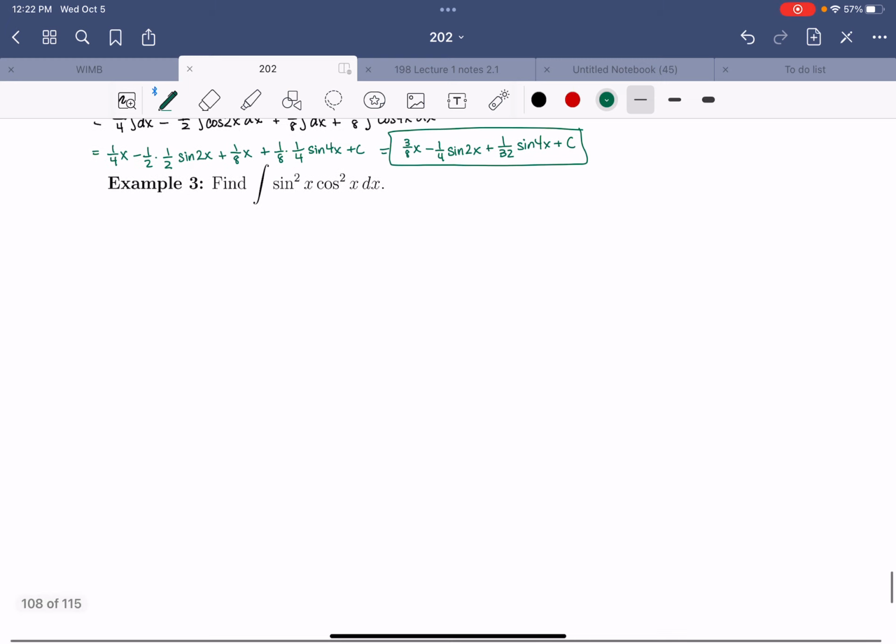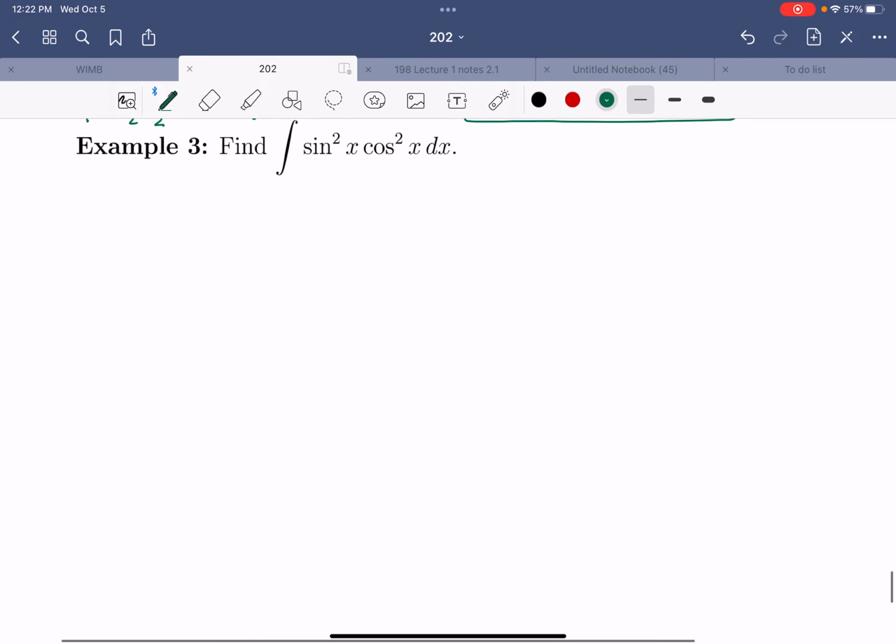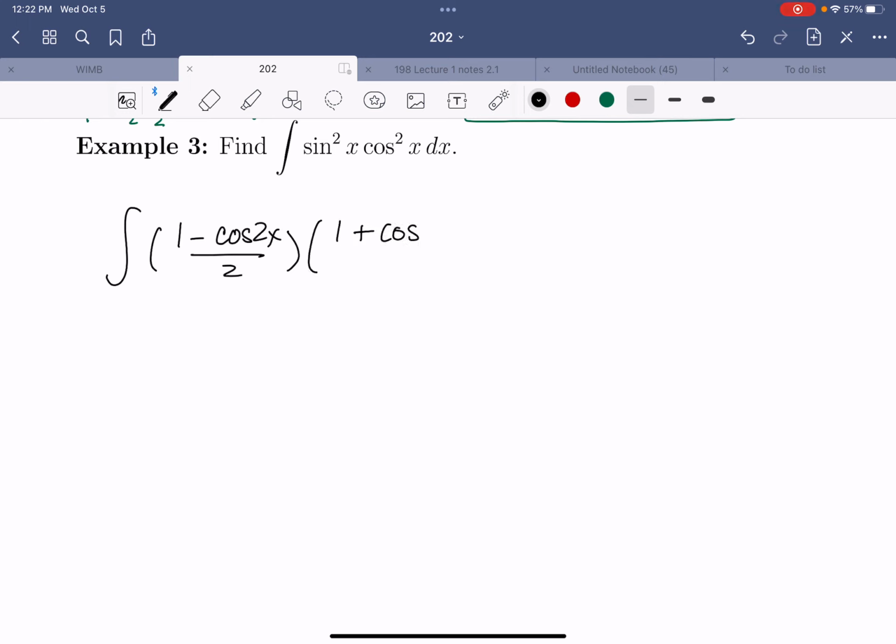All right, here in number 3, I have all even powers. So what I'm going to do is I'm going to convert them both. So I'm going to have the integral of sine squared, and sine squared is 1 minus cosine 2x over 2. And cosine squared is 1 plus cosine 2x over 2.